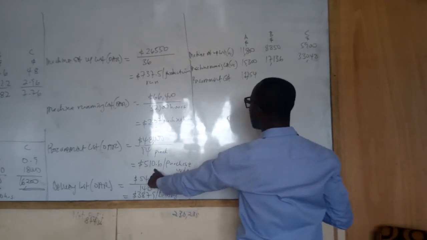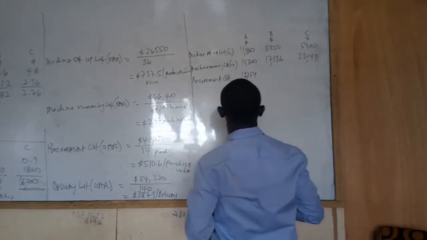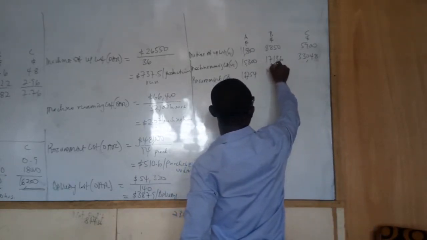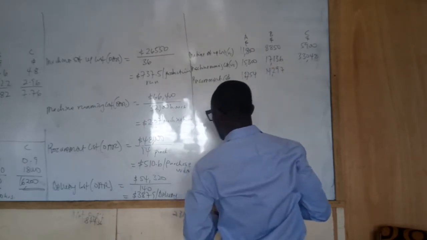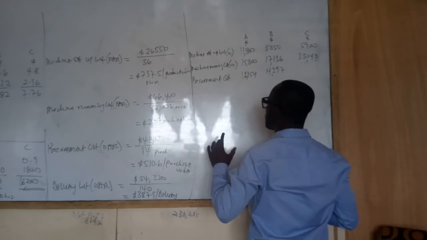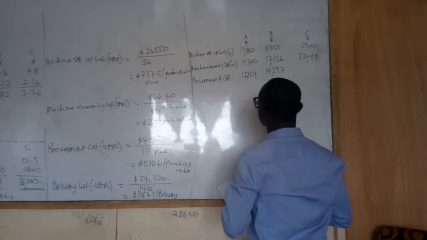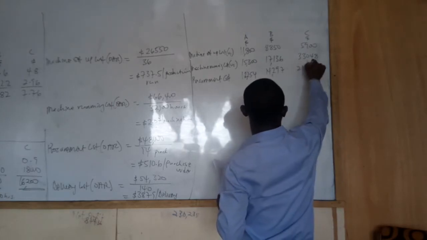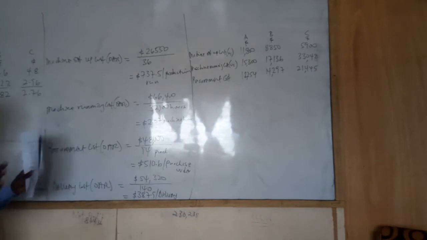Next one. B did how many purchase orders? 28. So 28 times 510.6 is 14,297, approximately. C did how many? 42. So 42 by 510.6 is 21,445. There you go. So that's how we go.